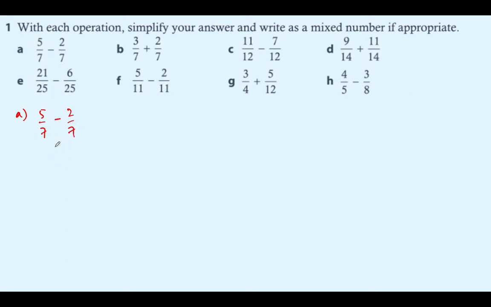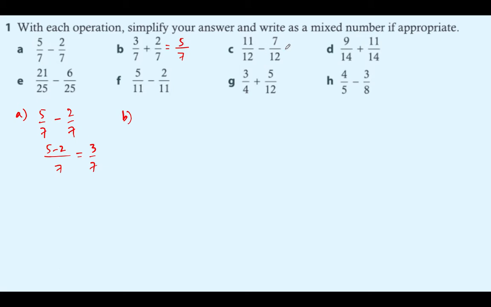Since the denominators are the same, we can just subtract the numerators. So 5 minus 2 is 3, so 3 over 7 is the answer. For part B, again the denominators are the same. We can just add the numerators. So 3 plus 2 is 5.